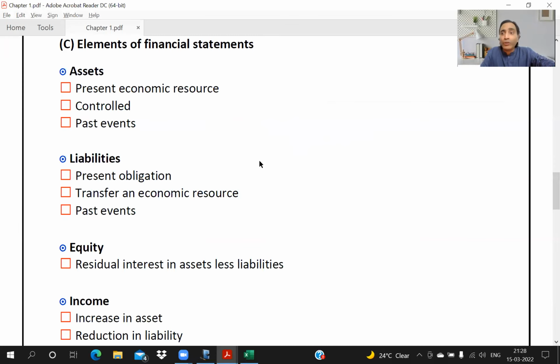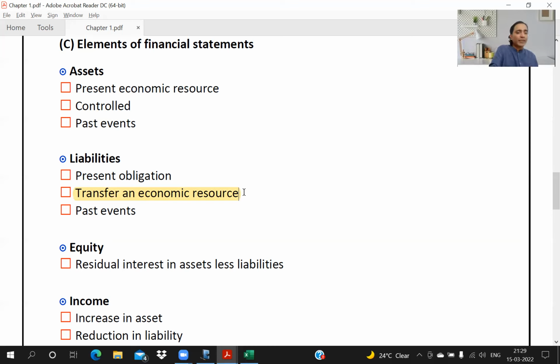So recognition of liability also is not always easy. You have to see whether the obligation is there, whether it is really a present obligation, whether you would actually be making the payment. Sometimes we have obligations, but we have no intention of making the payment. Making a payment has a very fancy expression: transfer an economic resource. Nothing but making a payment. So if you have a present obligation because of some past actions to make a payment in future, then it's your liability. The definition is very simple, straightforward. Application is a little challenging depending on real life scenarios.